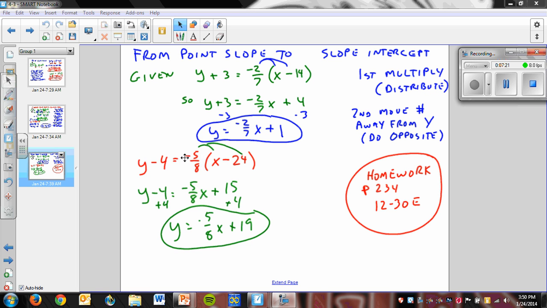Another example. Y minus 4 equals negative 5/8 times the quantity x minus 24. Take this times this times this. Plug that in the calculator and it will spit out positive 15. Make sure you do negative 24 and not negative 5/8 times 24, because then you'll have minus minus and that's just a hassle. Negative 5/8 times x is negative 5/8 x. So y minus 4 equals negative 5/8 x plus 15. Got to get rid of this 4, so y is by itself. Add 4 to both sides. Boom. Negative 5/8 x plus 19.